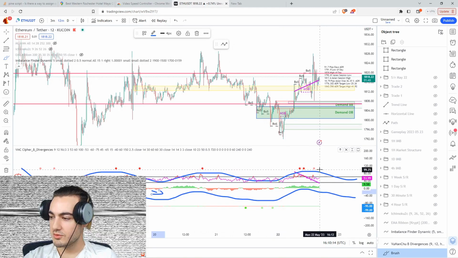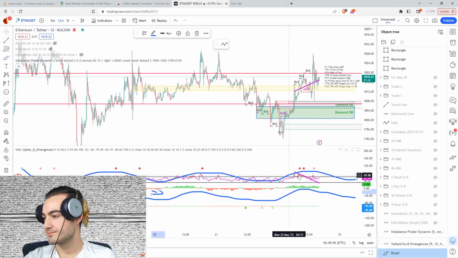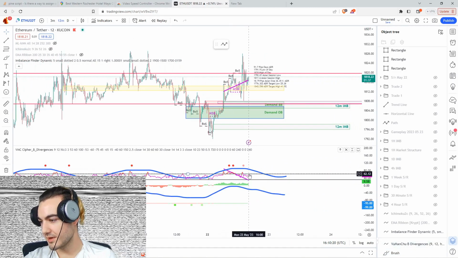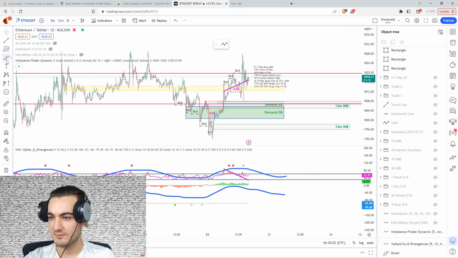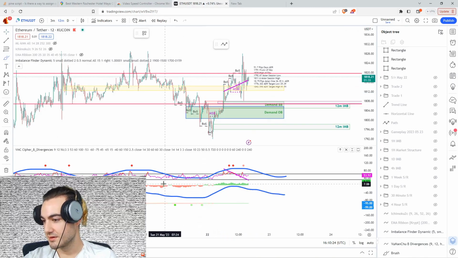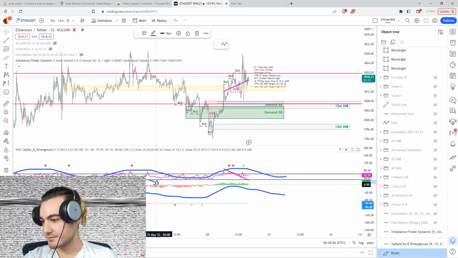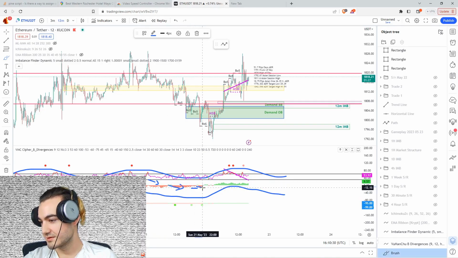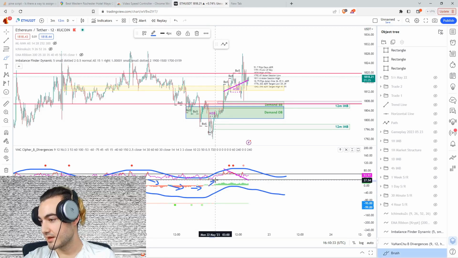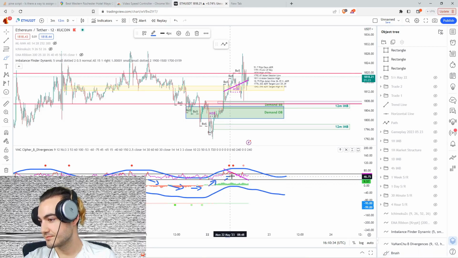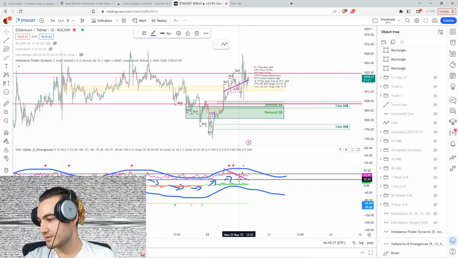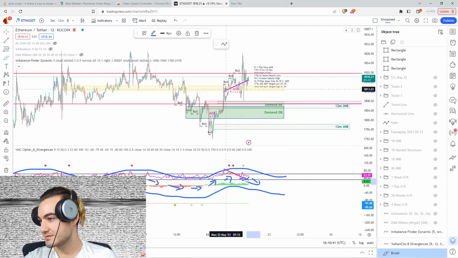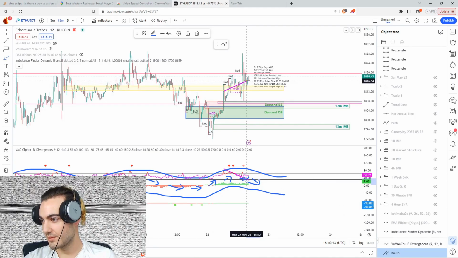So what I'm looking for right now is for momentum to start decreasing. We keep drawing our arrows, decreasing here, decreasing here, starting to change direction. Now we're increasing, but what goes up must come down. We have this bearish divergence.